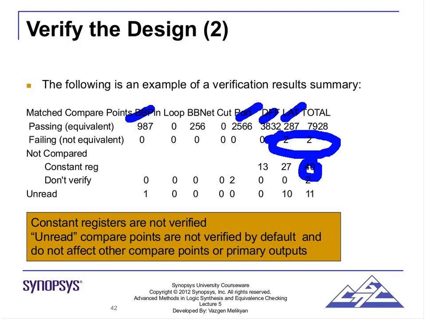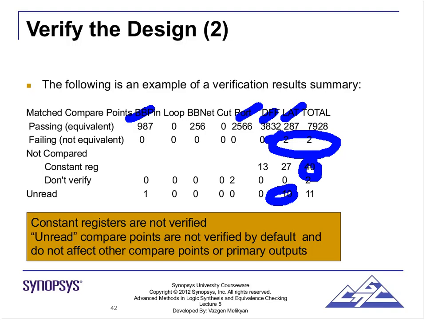Don't verify is something which you might have set as not verify. We can set some points as don't verify. Unread points are not verified by default and do not affect anything else. Unread is something which is shown here. What is unread? Okay, latches are unread.